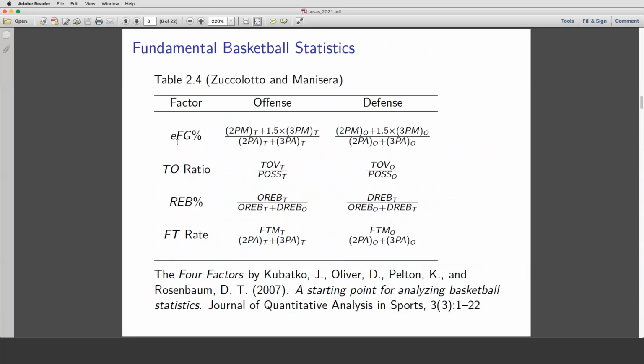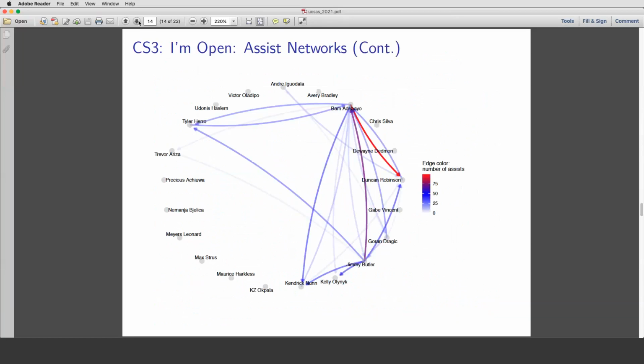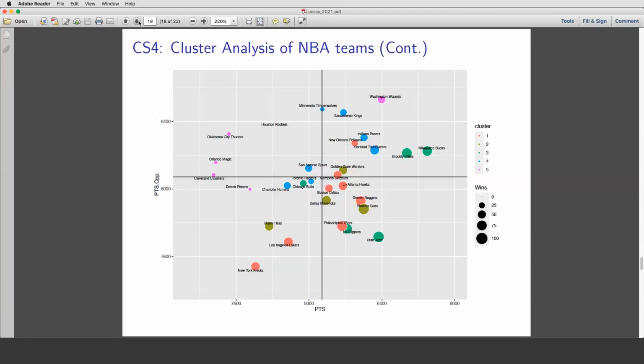So these are like the metrics for each team. And so two teams would be similar if they have similar effective field goal percentage, similar turnover ratios, similar rebound percentage and free throw rate. So the reason they do this is you're basically making the argument that sometimes wins and losses are a little bit random, and you're trying to get at like how a team plays.